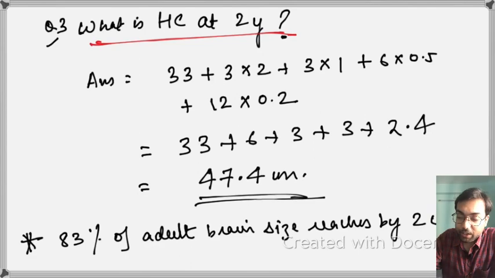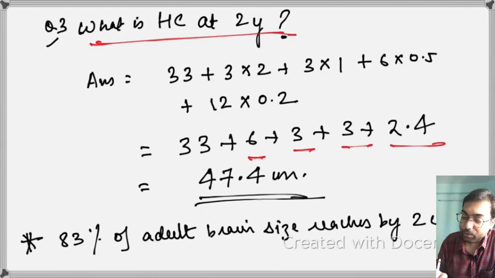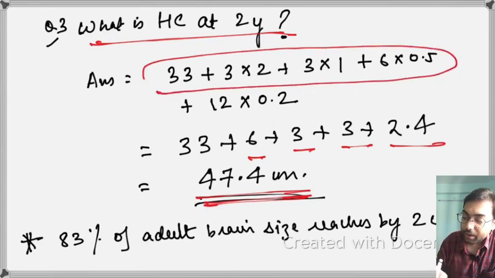So in this question you are asking what is the head circumference at 2 years? It is very easy: 33 plus 6 plus 3 plus 3 plus 2.4, so it becomes 47.4 centimeter. How did I calculate it? This whole equation is for 1 year, and for the next year it is 0.2 centimeter per month, that is 12 into 0.2.